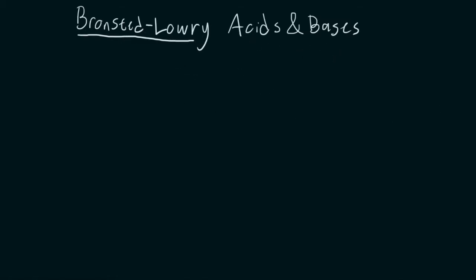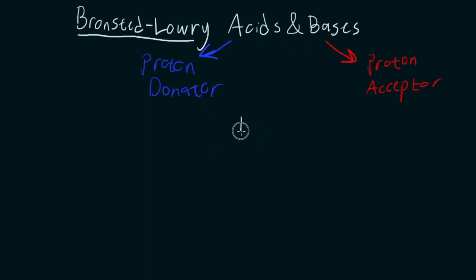Well, an acid, in this case, is going to be a proton donator. And a base is going to be a proton acceptor. Now, what do I mean by a proton? Well, in many cases of acids and bases, we have this extra little hydrogen cation.